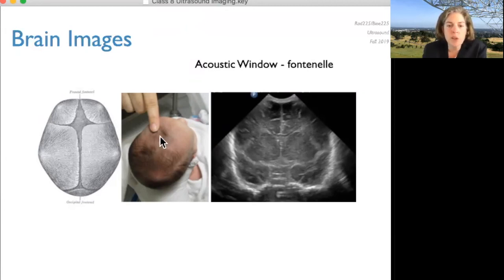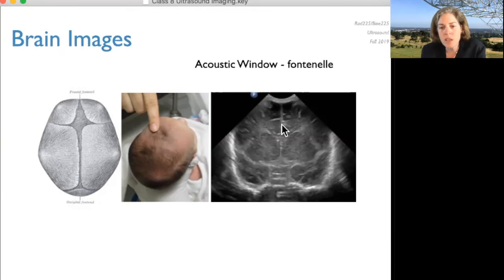And so you can see it right there where the fontanelle is. It's always kind of interesting with a new baby that you're always very careful of that spot, very nervous because there isn't any skull to protect the brain. But anyway, it does give us a nice acoustic window. So here's an example image that was acquired through that acoustic window.